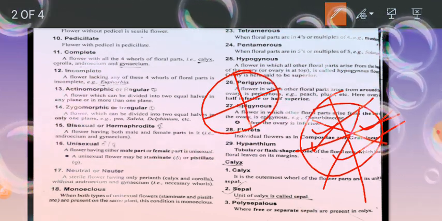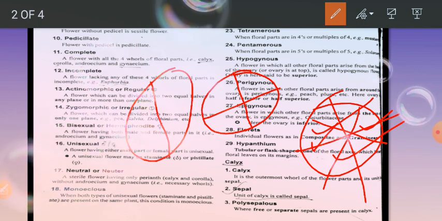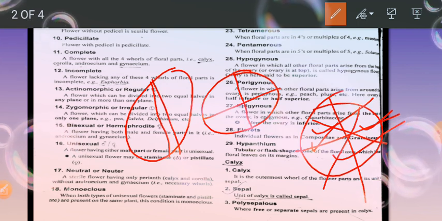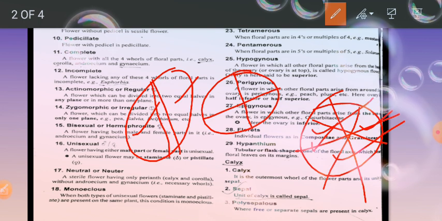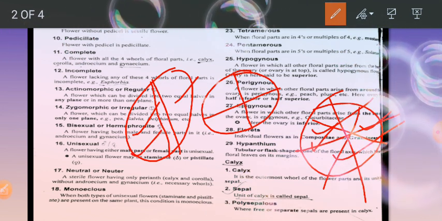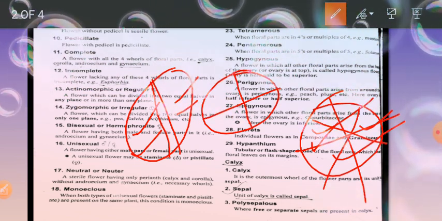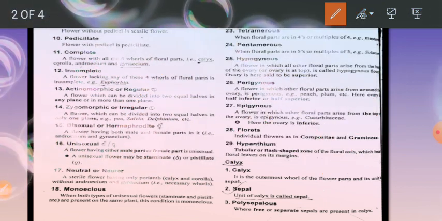Then zygomorphic, only one plane. A flower which can be divided into two equal halves in only one plane is known as zygomorphic. It can create two equal halves in one plane only, either vertically or otherwise. It is mainly seen in the case of pea, salvia and delphinium, and these are some examples of zygomorphic.